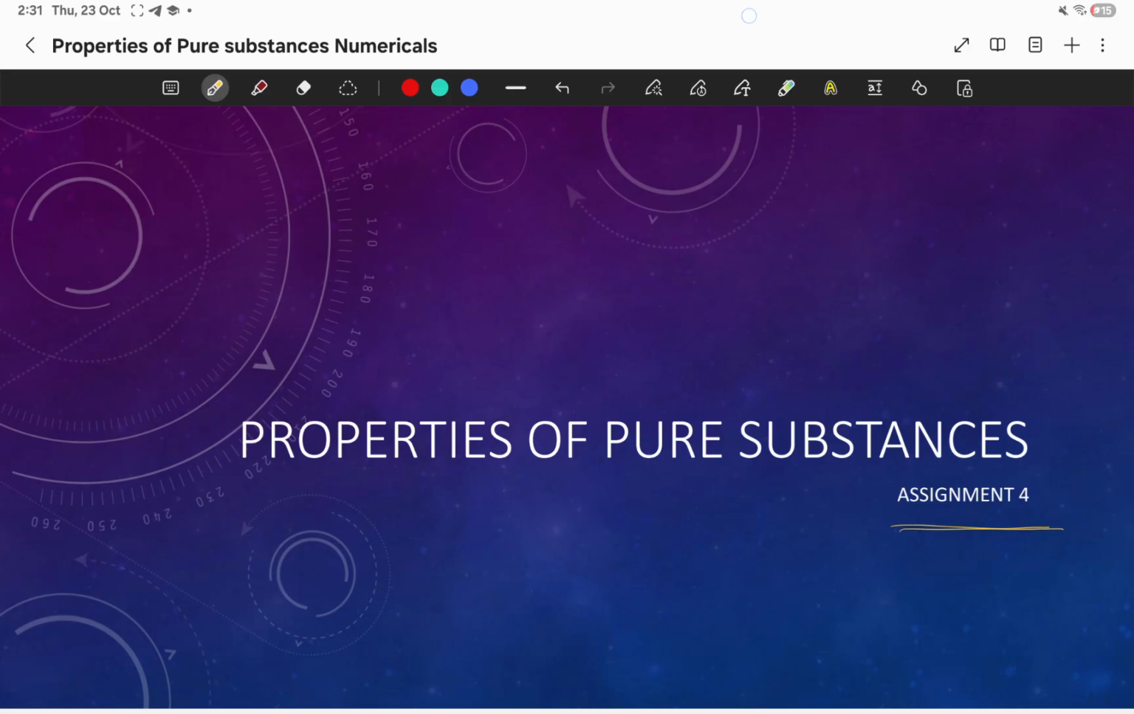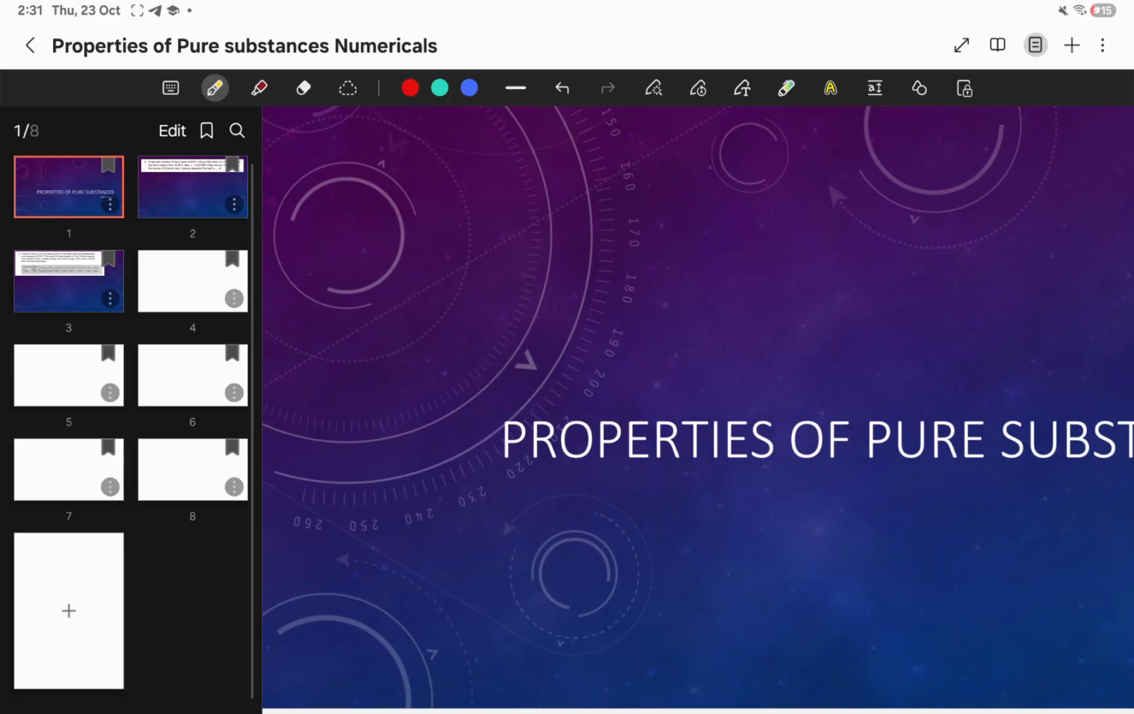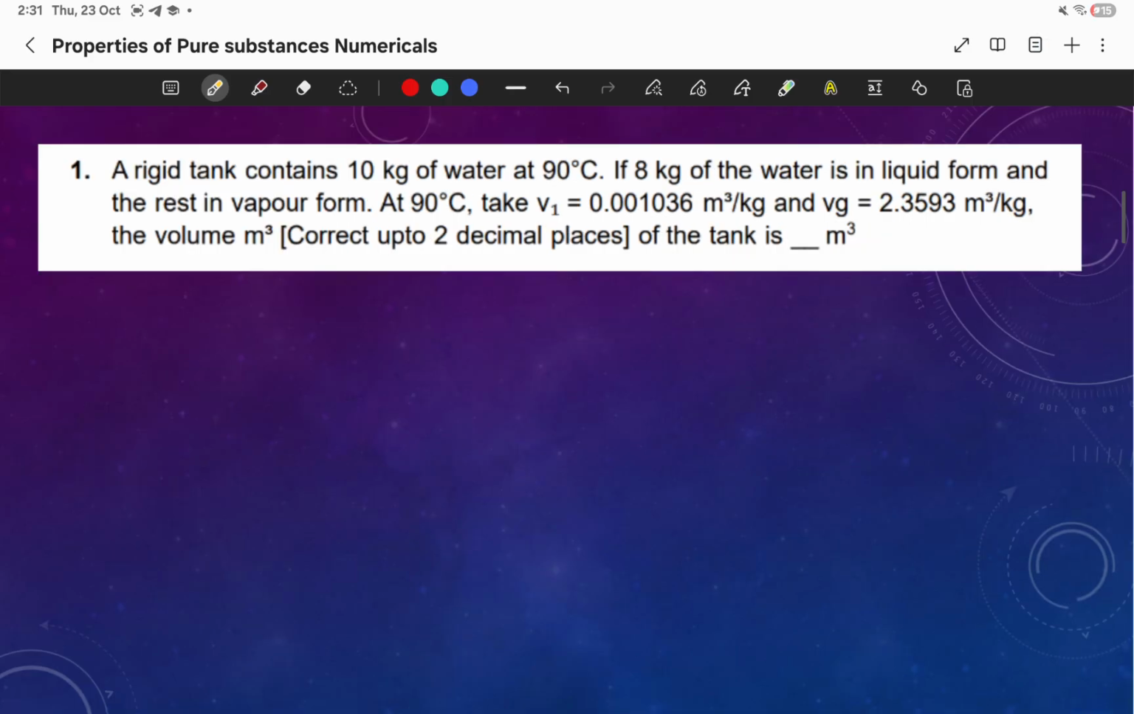Now let's move to question number 1. These questions are very simple. You have to just understand the physics and just apply the formula. Okay, so a rigid tank contains 10 kg of water at 90 degrees Celsius.